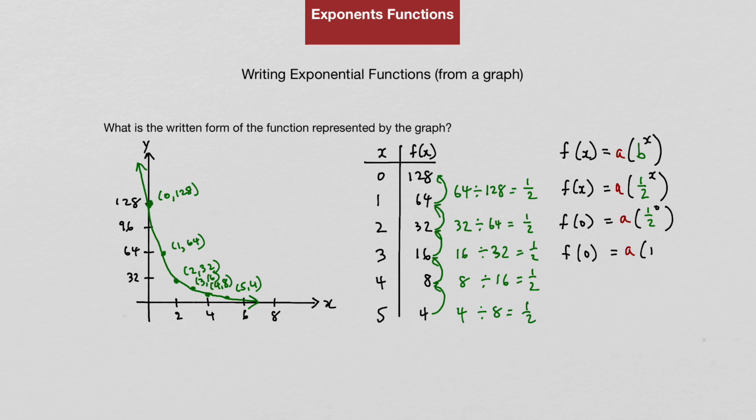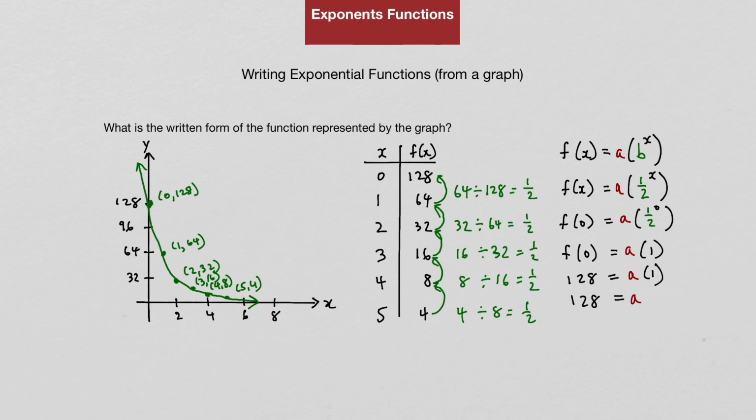Okay? So the next question to ask is, what does a need to be in order for our y value to be 128? Well, let's go ahead and stick that into the function. So f of 0 is really 128, and that is equal to a times 1. And so we know then that a is essentially equal to 128.